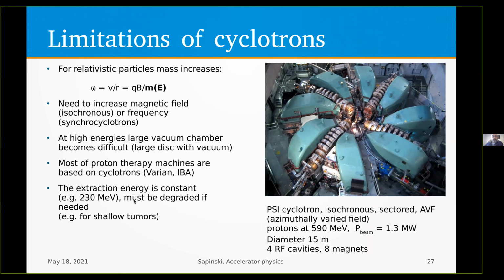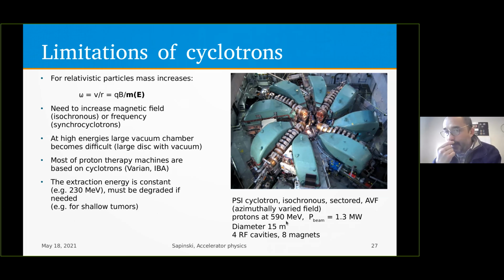And now, of course, people have built much more complex cyclotrons. Here you see one of the most powerful cyclotrons in the world, which is at PSI, near Zurich in Switzerland. It has 4 accelerating cavities and 8 magnets, so it's already sectored. It's not one big magnet. It can produce protons at energies of 590 mega electron volts. The power of the beam, the amount of energy carried with the beam per unit of time, is huge. It's 1.3 megawatts.